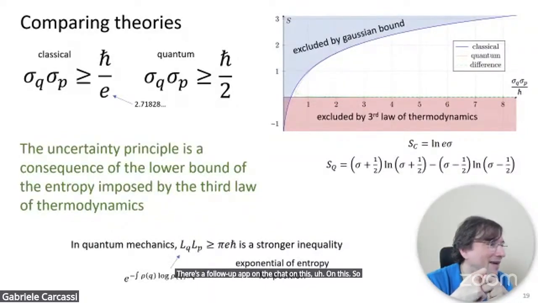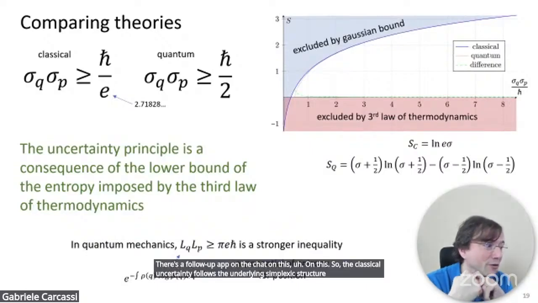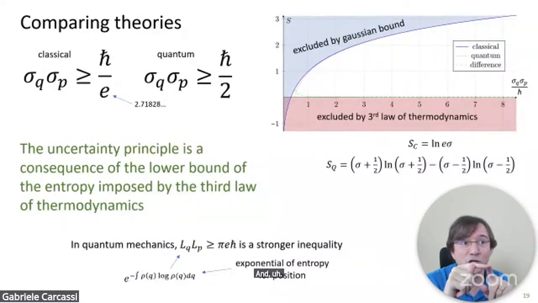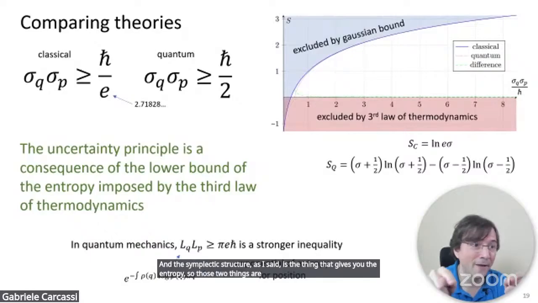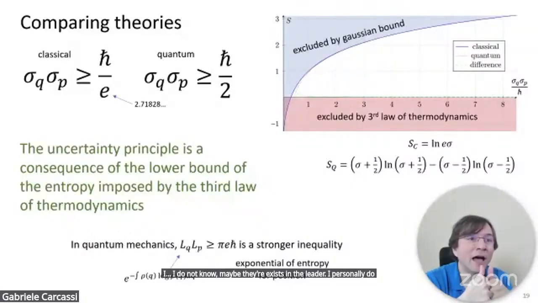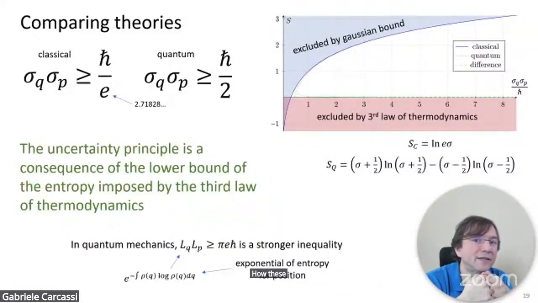So the classical uncertainty follows the underlying symplectic structure of phase space, the Brownian non-quadratic. Exactly. That's kind of why you have it. And the symplectic structure, as I said, is the thing that gives you the entropy. So those two things are related. I do not know, and maybe they exist in the literature, how these structures would relate to wave mechanics.